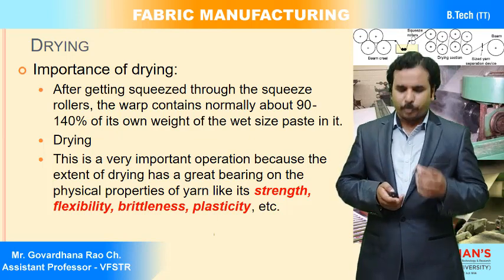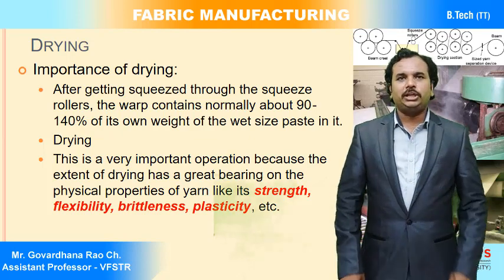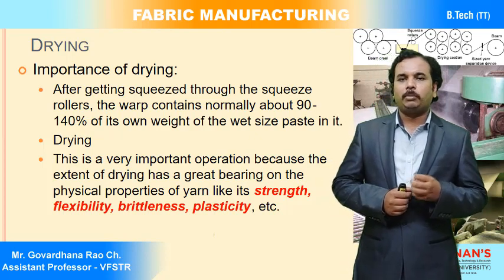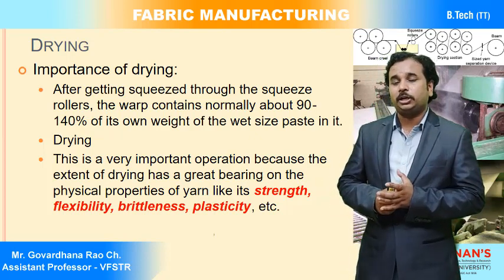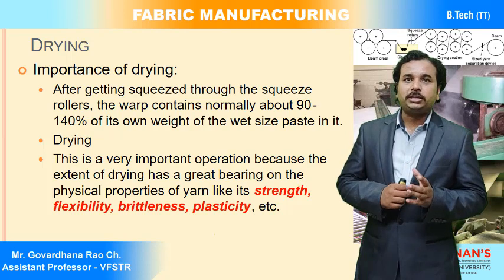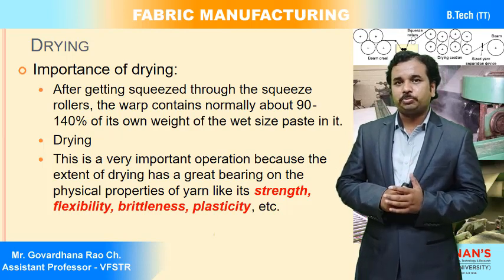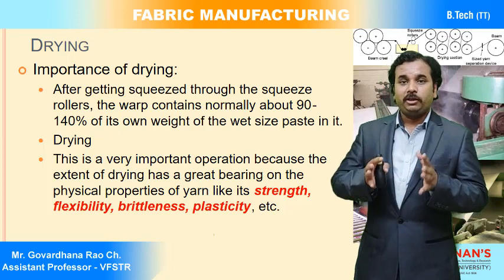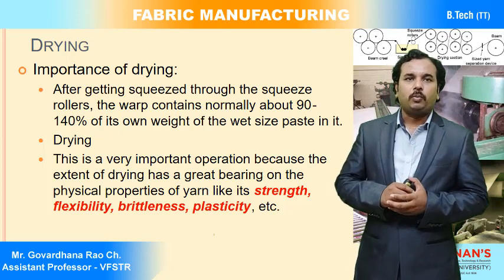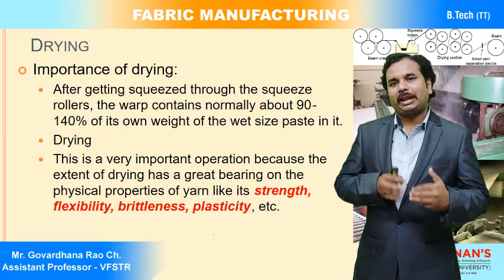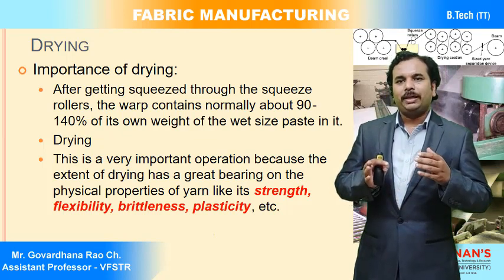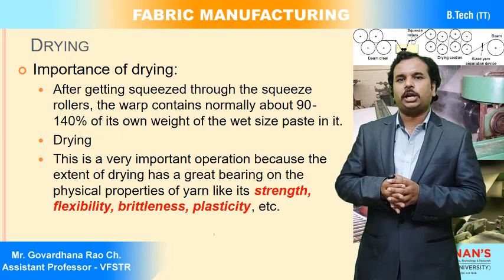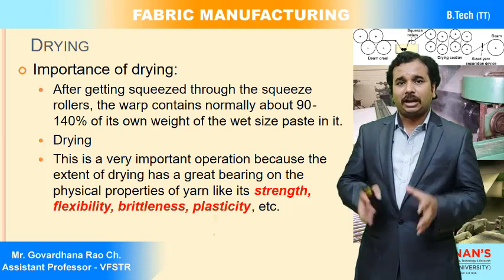So you can see the importance of drying. After getting squeezed through the squeezing roller, the warp normally contains about 90 to 140% of its own weight of the wet size paste in it. Nothing but 90% to 140% of weight is still there in the warp sheet. So that is why the drying is very important. This sized wet warp sheet is going to be sent to the drying cylinders for drying.